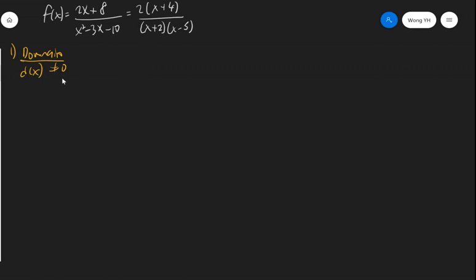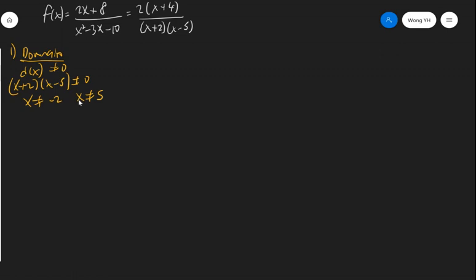So the denominator is (x + 2)(x - 5), which cannot be 0. So your x cannot be minus 2 and your x cannot be 5. So these are the requirements. Your domain will accept all the x values except these two, which are minus 2 and 5.